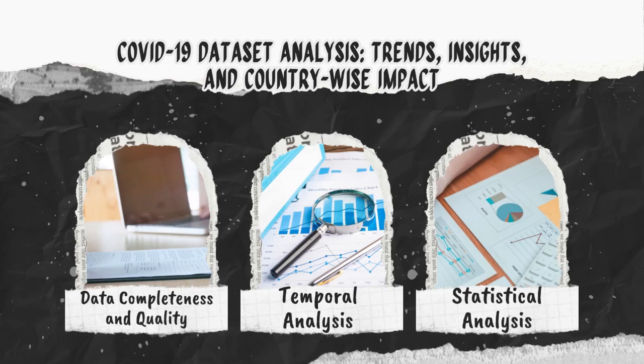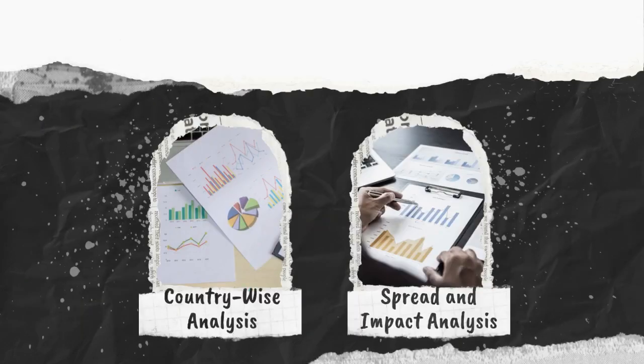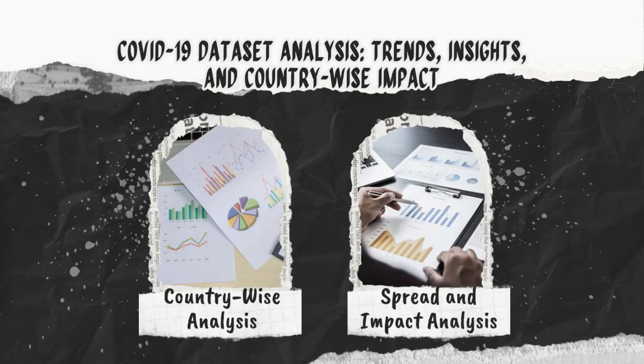Third is statistical analysis. Let's dive deeper into the statistics. We've identified the most frequent values for confirmed cases, deaths, and recoveries each month, highlighting the typical situation. We've also calculated minimum and maximum values per year, showing the range of values. Fourth is country-wise analysis. Now, let's explore the country-wise analysis. We've identified the top countries with the highest number of confirmed cases, the lowest number of death cases, and the top 5 countries with the highest number of recovered cases.